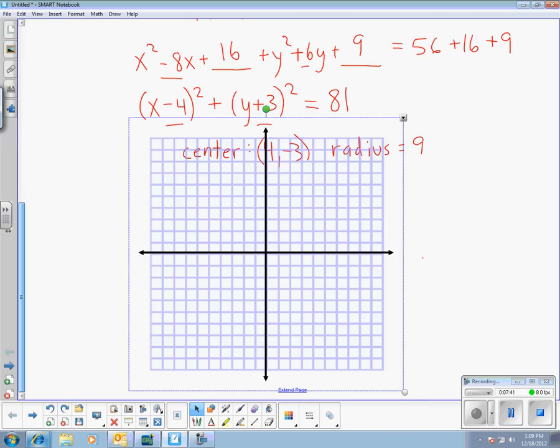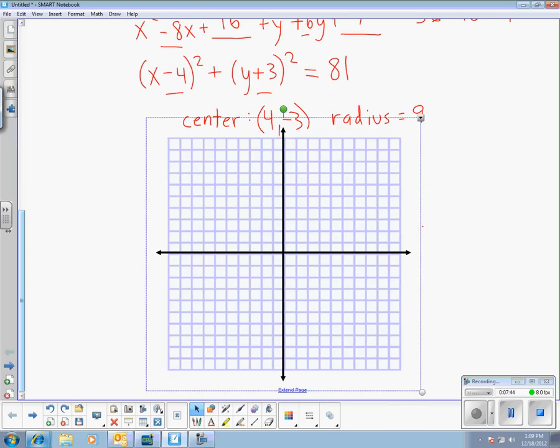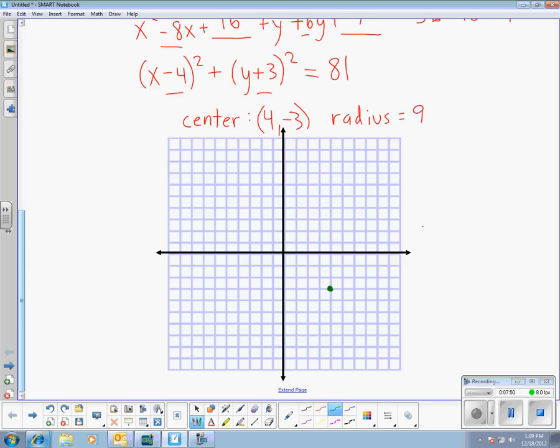So let's find center at 4, negative 3, 1, 2, 3, 4, 1, 2, 3, and radius of 9. So I need to go 9 in all directions, 1, 2, 3, 4, 5, 6, 7, 8, 9, and the same in each direction, about right there.